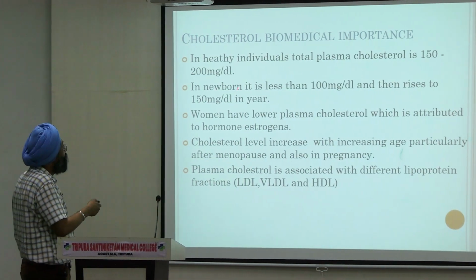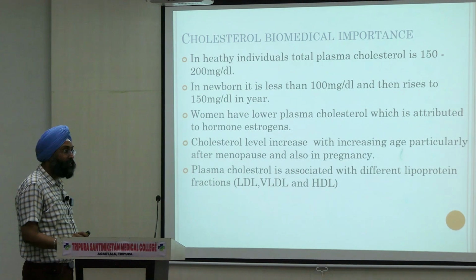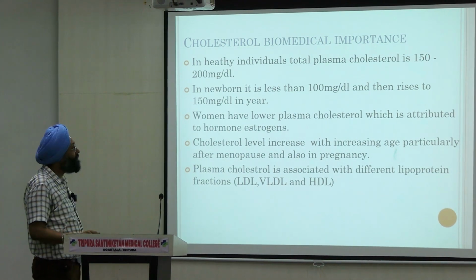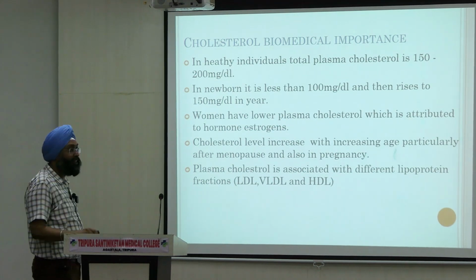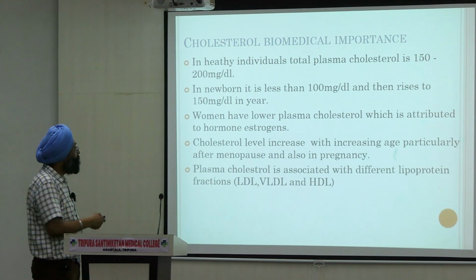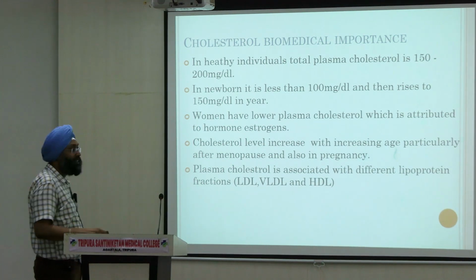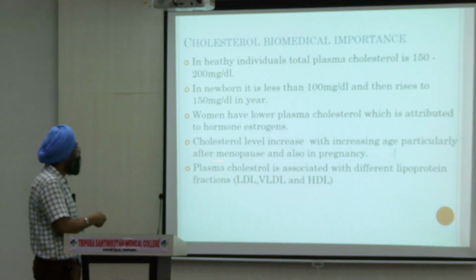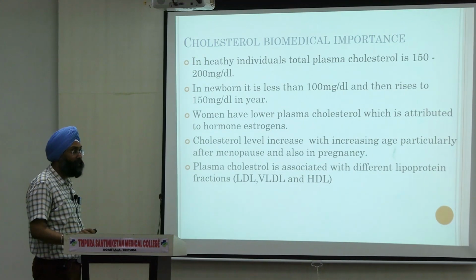Total plasma cholesterol is 150 to 200 milligram per deciliter, right? And in newborn it is less than 100 milligram, and rises up to 150 by 1 year. And women have less plasma cholesterol, which is attributed to estrogens. And cholesterol level increases with increasing age and after menopause and pregnancy, right?